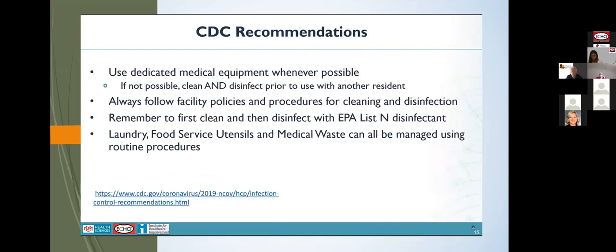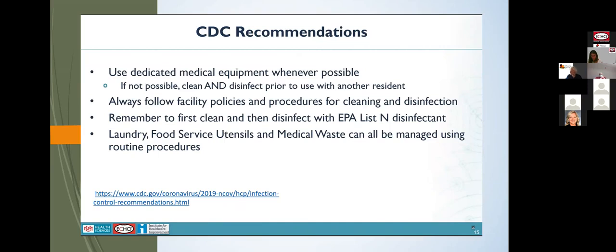The Centers for Disease Control and Prevention has provided some good recommendations about the coronavirus disease for healthcare workers, and interim infection prevention and control recommendations for all of us as healthcare personnel during the COVID pandemic. So some of the recommendations include what we see here on the slide. This isn't anything new, but again, it's a good reminder for all of us that we use dedicated medical equipment whenever possible.